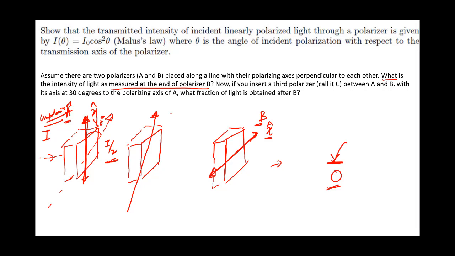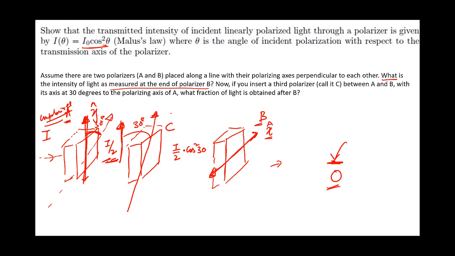And then we have this polarizing axis of C that's at 30 degrees, right? So then we have electric field along this direction for this light with intensity I/2, and that is at 30 degrees with the axis. So from Malus's law, I would get I/2 times cosine squared 30, right? I hope you're following me here, right?